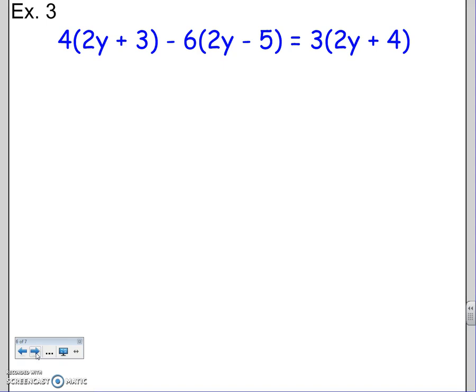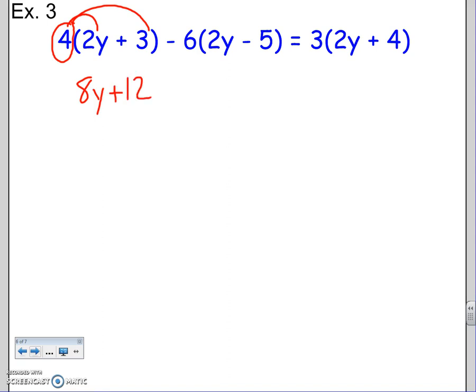Example 3, we're going to solve the problem. There are a lot of parentheses. So first, let's distribute. Remember, this number is going to multiply everything inside the parentheses next to it. So positive 4 times positive 2y is 8y. Positive 4 times positive 3 is positive 12.